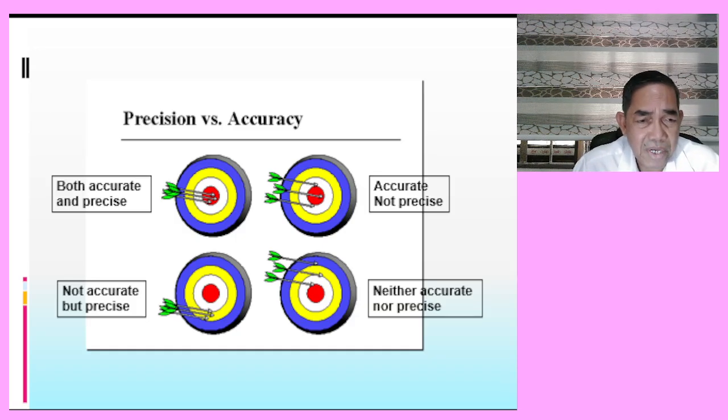So we normally distinguish precision from accuracy using the bull's eye. So this one is both accurate and precise. Okay, this is accurate but not precise. Later on, I will give a word on this one. And this is not accurate but precise. And this one is neither accurate nor precise.